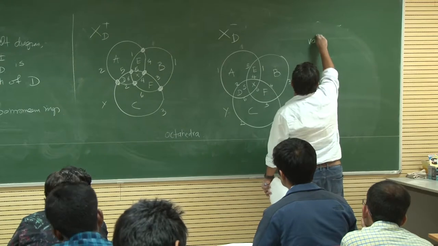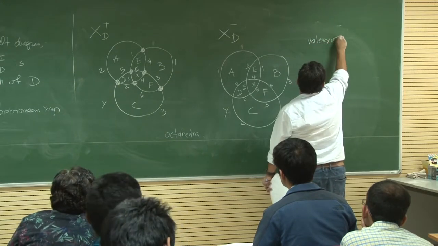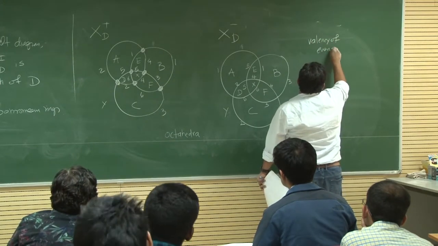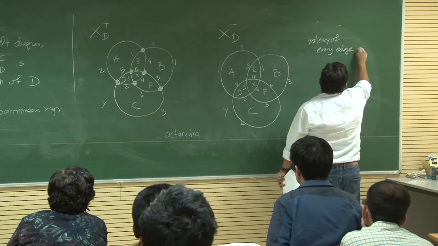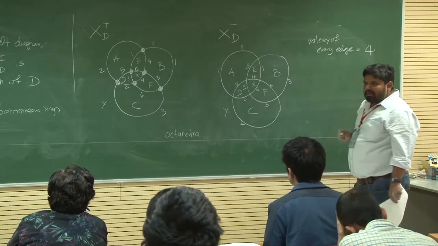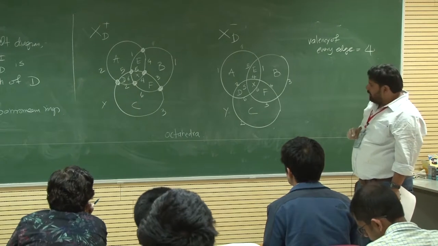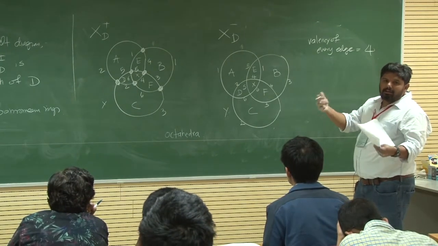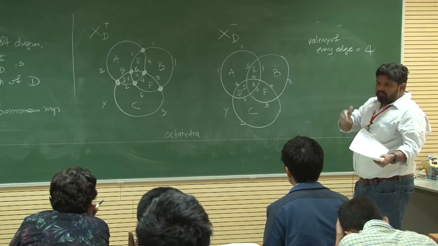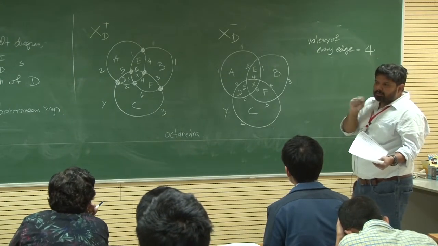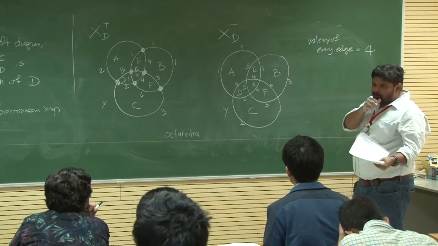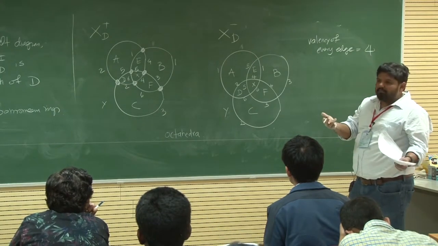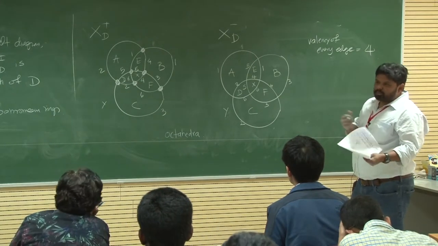How many times do you see any number? Yes? 4. Right? Every edge has valency 4. And so you have an octahedron, a hyperbolic ideal octahedron, which is regular. Every dihedral angle is pi by 2, and 4 times pi by 2 is 2 pi. So maybe that will work out. And it actually does work out.